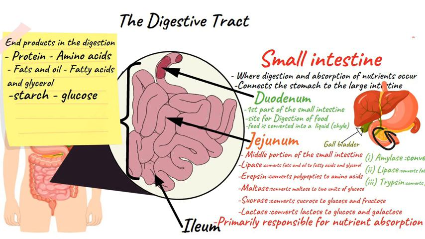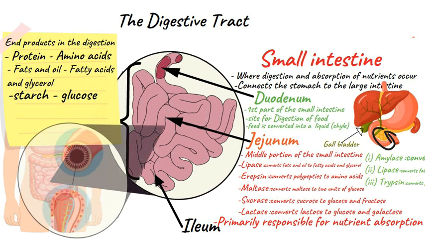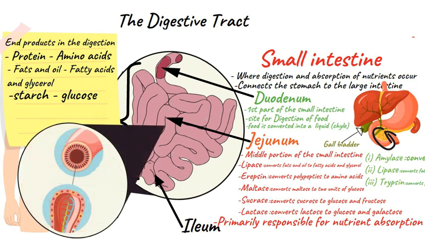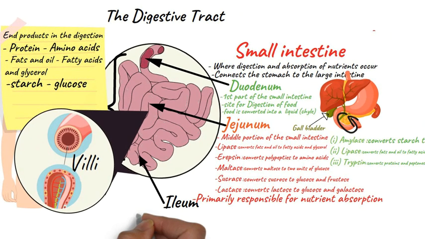This is where the end products of digestion, as we mentioned before, amino acids, glucose, fatty acids, and glycerols are absorbed. The absorption is possible because the small intestine has tiny finger-like structures called villi, or villus for singular. The folding of the small intestine combined with the presence of numerous villi creates a large surface area for the absorption of digested food.